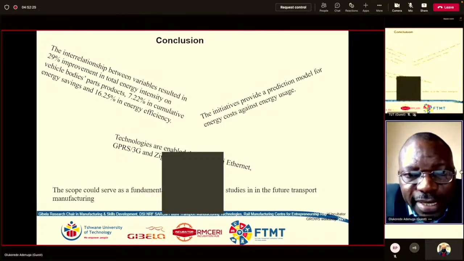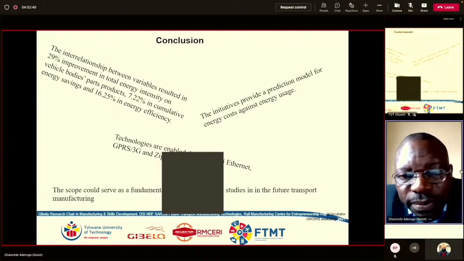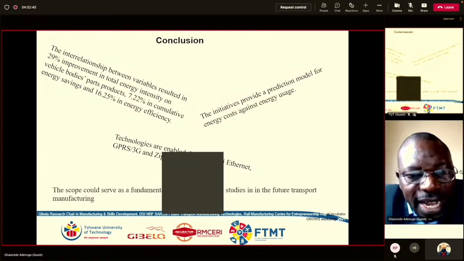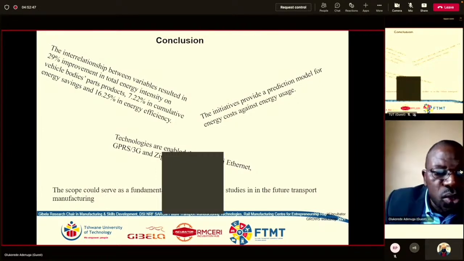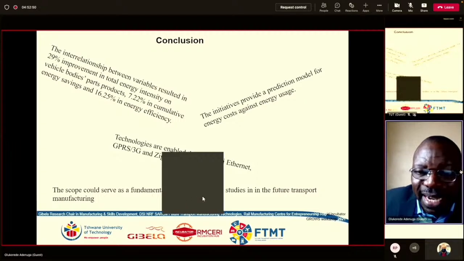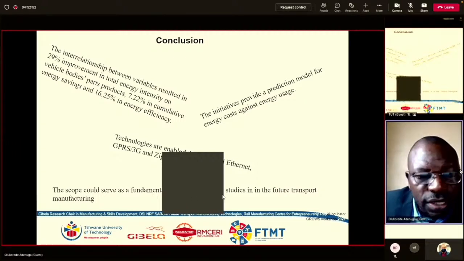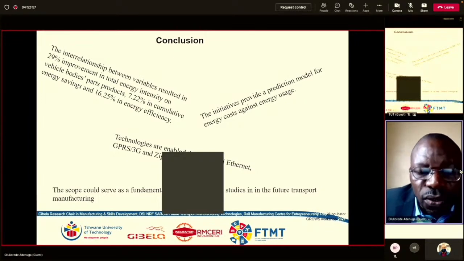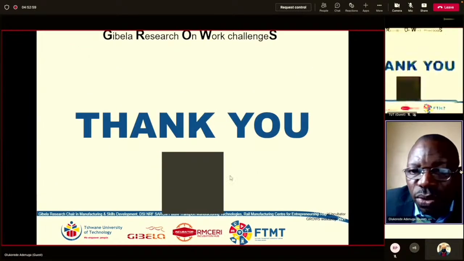And for companies that are interested, probably your company may have so much bulk to pay in energy bills. So this technology or the devices use Wi-Fi, Ethernet, GPRS 3G, and Zigbee Pro. And the scope could serve as a fundamental guideline for future studies in future transport manufacturing, which is our basis for going into research. And thank you.